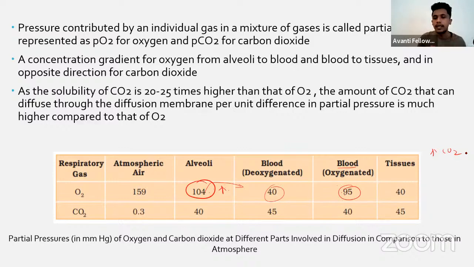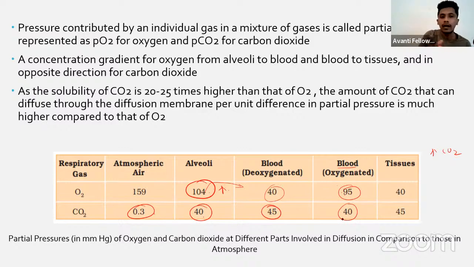So that is why, from the blood, the oxygen will dissociate from the higher oxygen concentration to the lower oxygen concentration, that is, from blood to the tissues. Did you understand? And vice versa. You can see here in the atmospheric air, the concentration of carbon dioxide is very, very less. At the alveoli, again it is very less. The amount of deoxygenated blood is 40, and in the process of oxygenation, it's only 40.